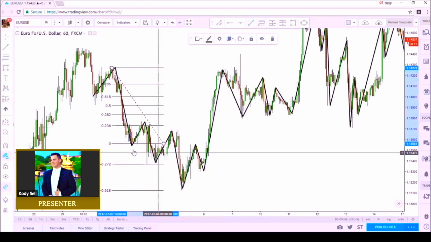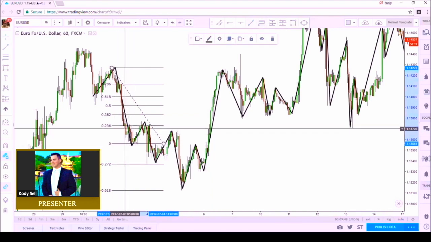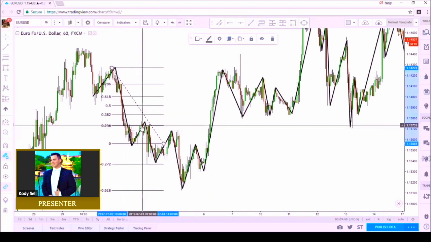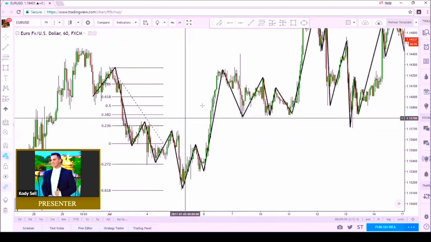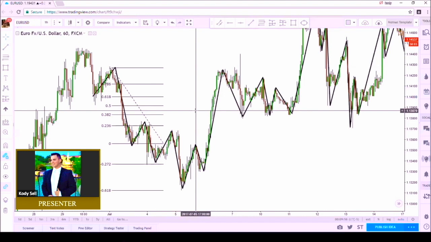Now, in this case, price swung back up to the 23.6 retracement and came down. The 23.6 retracement is not a full retracement. So the market did not do a full retracement correction. Therefore, we know that the market still needs to do a deeper correction.